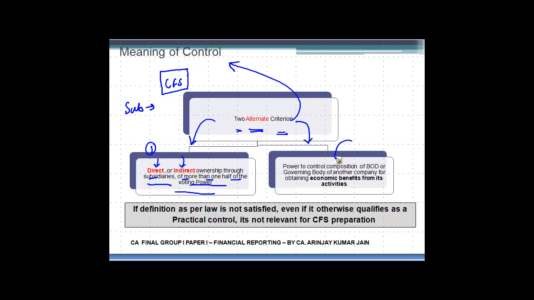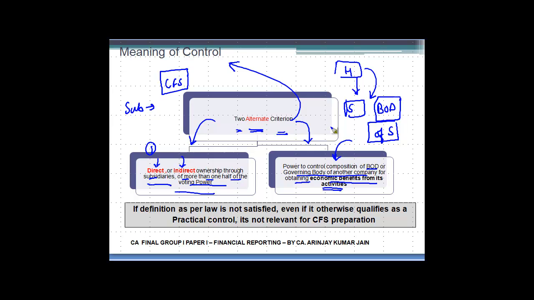The second criterion is power to control the composition of the board of directors or governing body of another company for obtaining economic benefit from its activity. So let's say there are two companies, again H and S. This is the standard practice and that's what I'm using. H controls the composition of the board of directors of S Limited. Now because H controls the composition of the board of directors of S Limited, S becomes a subsidiary of H and H is supposed to prepare consolidated financial statements if this control is for obtaining economic benefits. If you are doing this just for charity, then that is not covered. But if it is for the purpose of obtaining some kind of economic benefits, then it is covered and you have to prepare CFS.